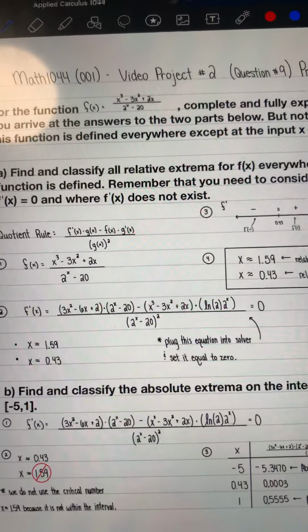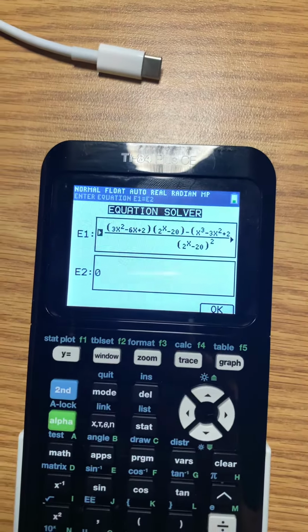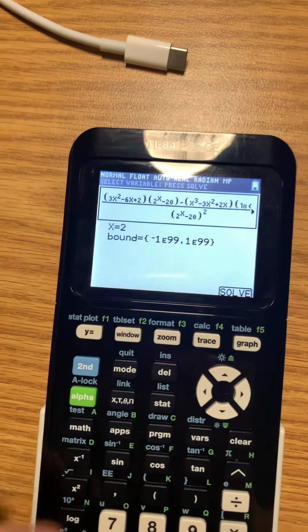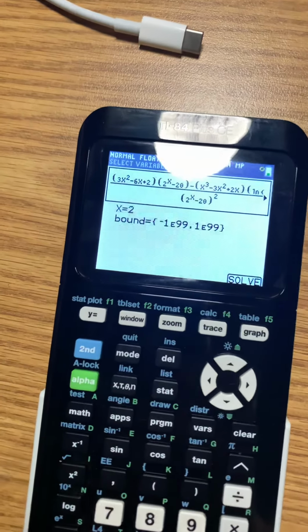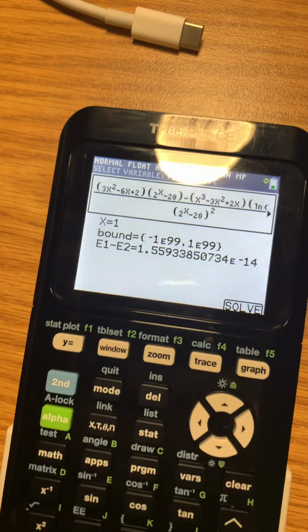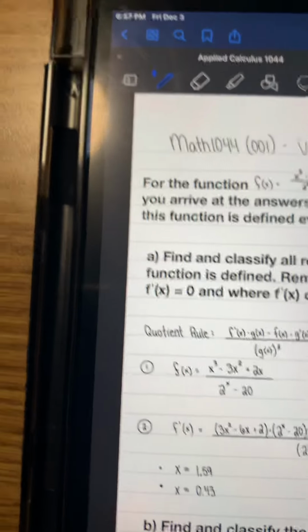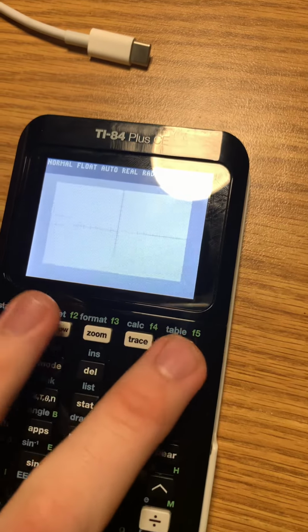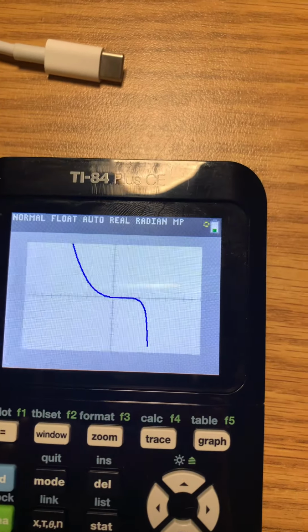Now we're going to set that equal to 0 and plug it into solver. So you have your derivative equal to 0, and you are going to find your critical numbers, which are 1.59 and 0.428, which I rounded to 0.43. You're able to check this by graphing the function, and it shows you that your critical numbers are correct.